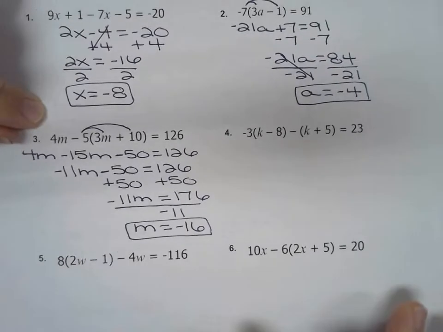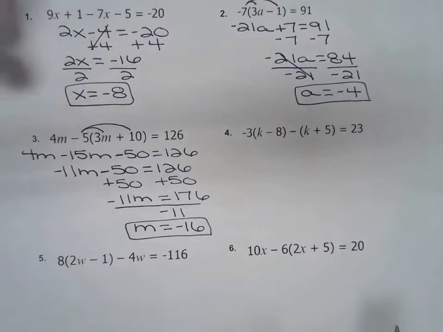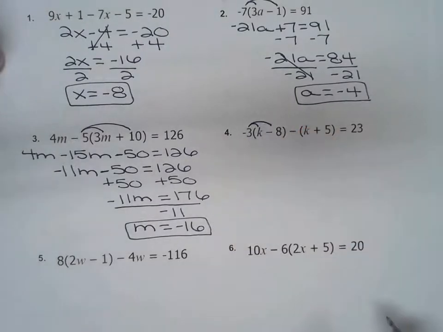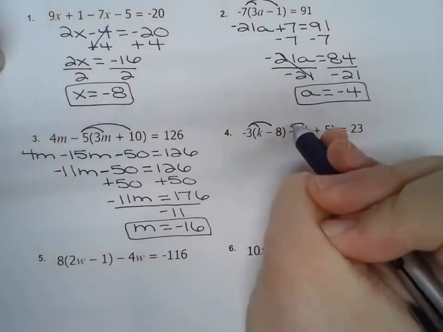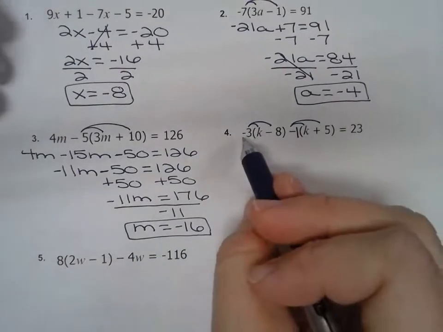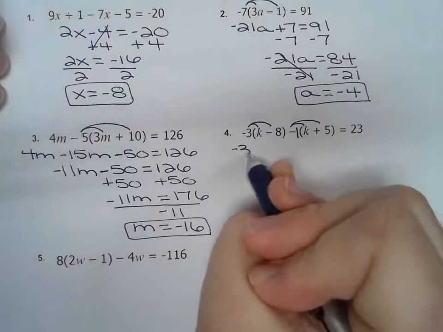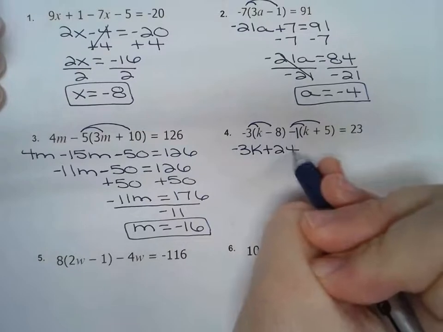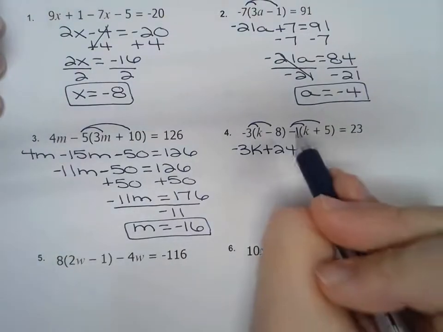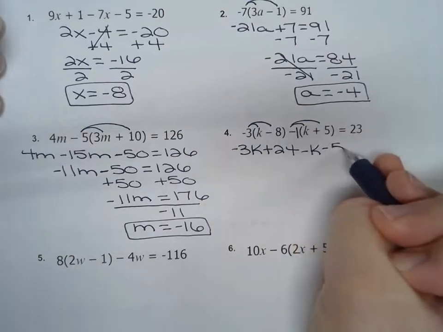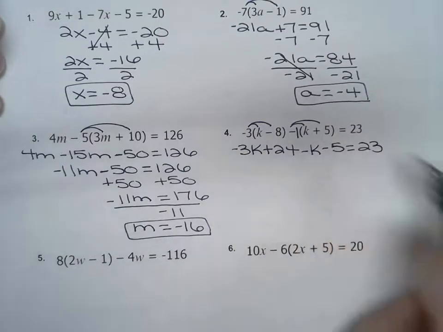If I look at 4, you should notice we've done double distributing before in Unit 1. We're going to take negative 3, distribute it to k minus 8. And remember, this is a negative 1 there, even though there's nothing written. We're going to take that negative 1 and distribute to k plus 5. Negative 3 times k is negative 3k. Negative 3 times negative 8 is positive 24. Double check your negatives. Negative 1 times k is negative k. Negative 1 times 5 is negative 5, equals 23.